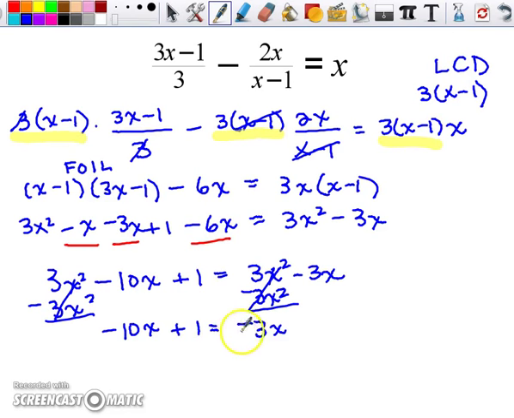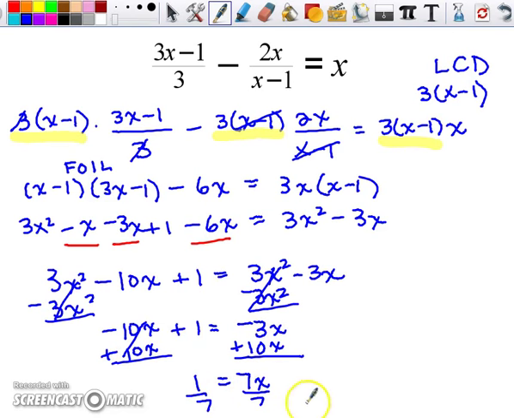We're going to add 10x to both sides so that we'll have x on this side. That's going to give us 7x equal to 1, because this will be 0. And we solve for x. Divide both sides by 7, and we are left with a solution of x equal to 1/7.